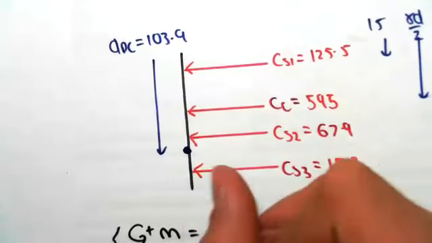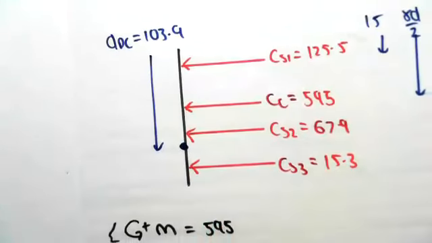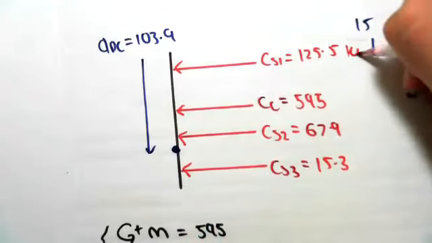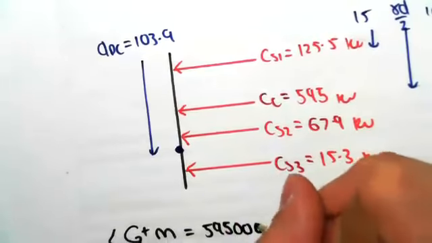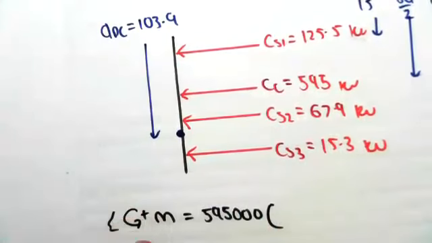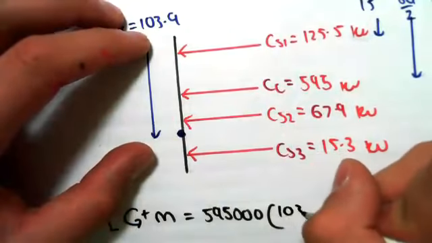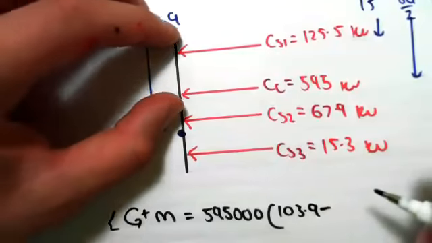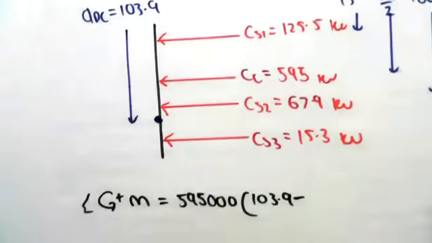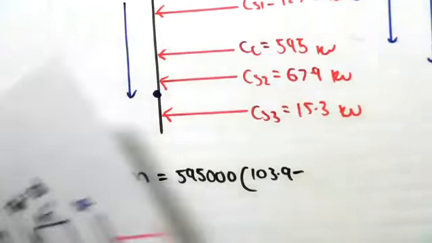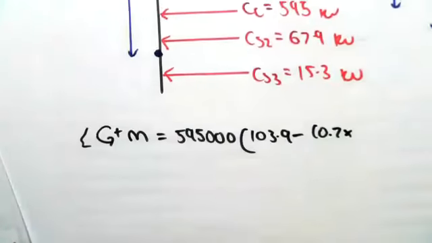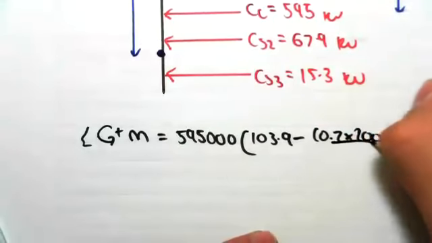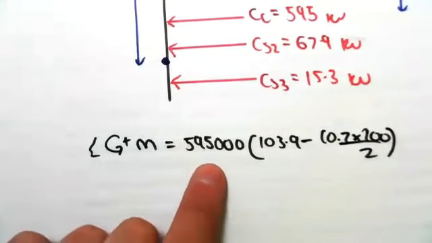So let's deal with the compression in the concrete first. So it's going to be 595. I need to work back in newtons. So these are all in kilonewtons, so I'm switching back to newtons now. So it's 595,000 times its lever arm. So its lever arm will be 103.9 minus the distance at which it acts, which is gamma D on 2. So we found gamma in the previous video to be 0.7. So it's 0.7 by D. D, the depth of the section, we know is 200. So it's times 200 on 2. So that's from the concrete.